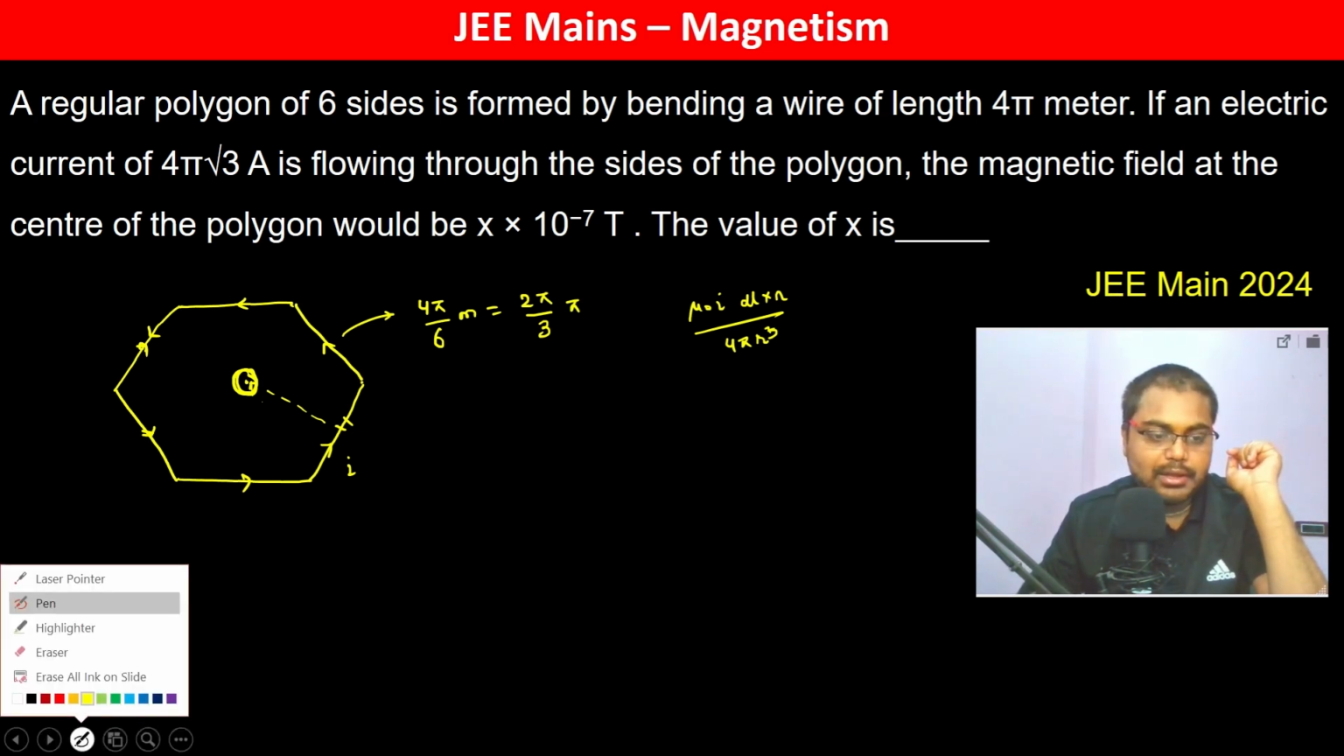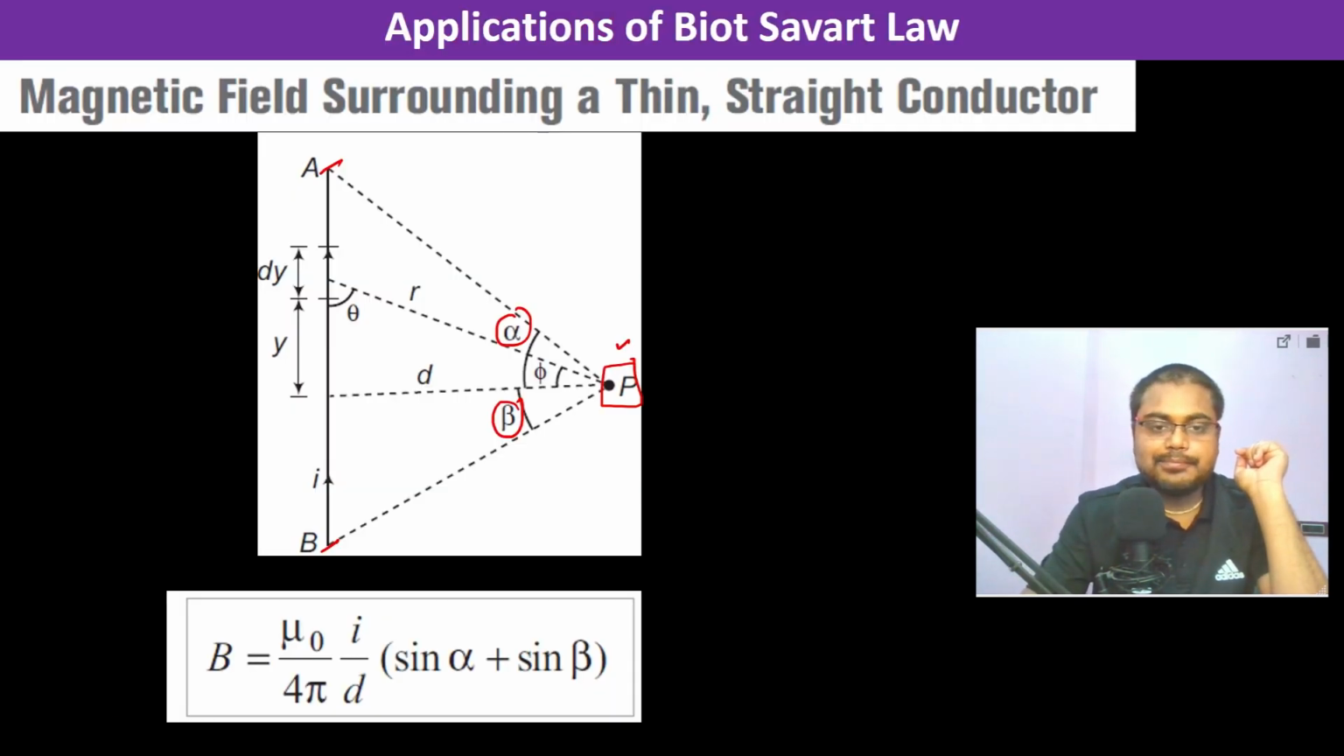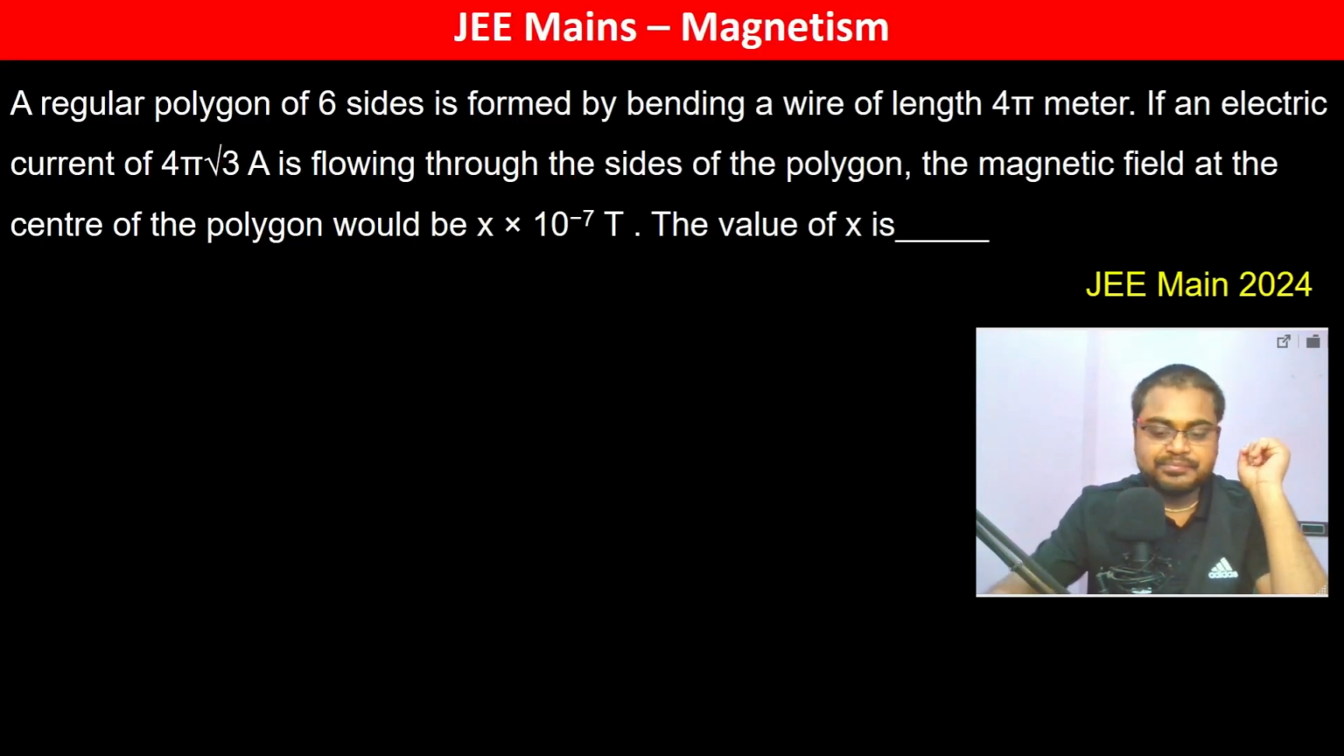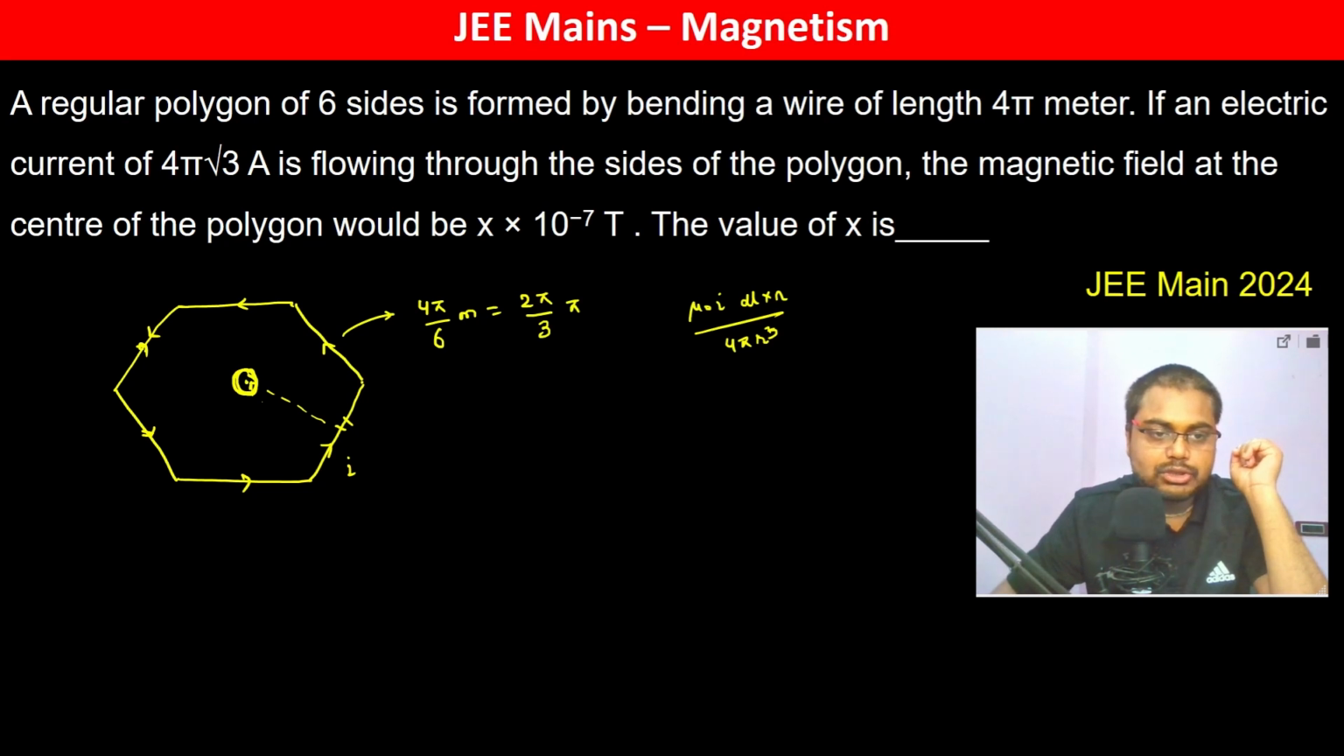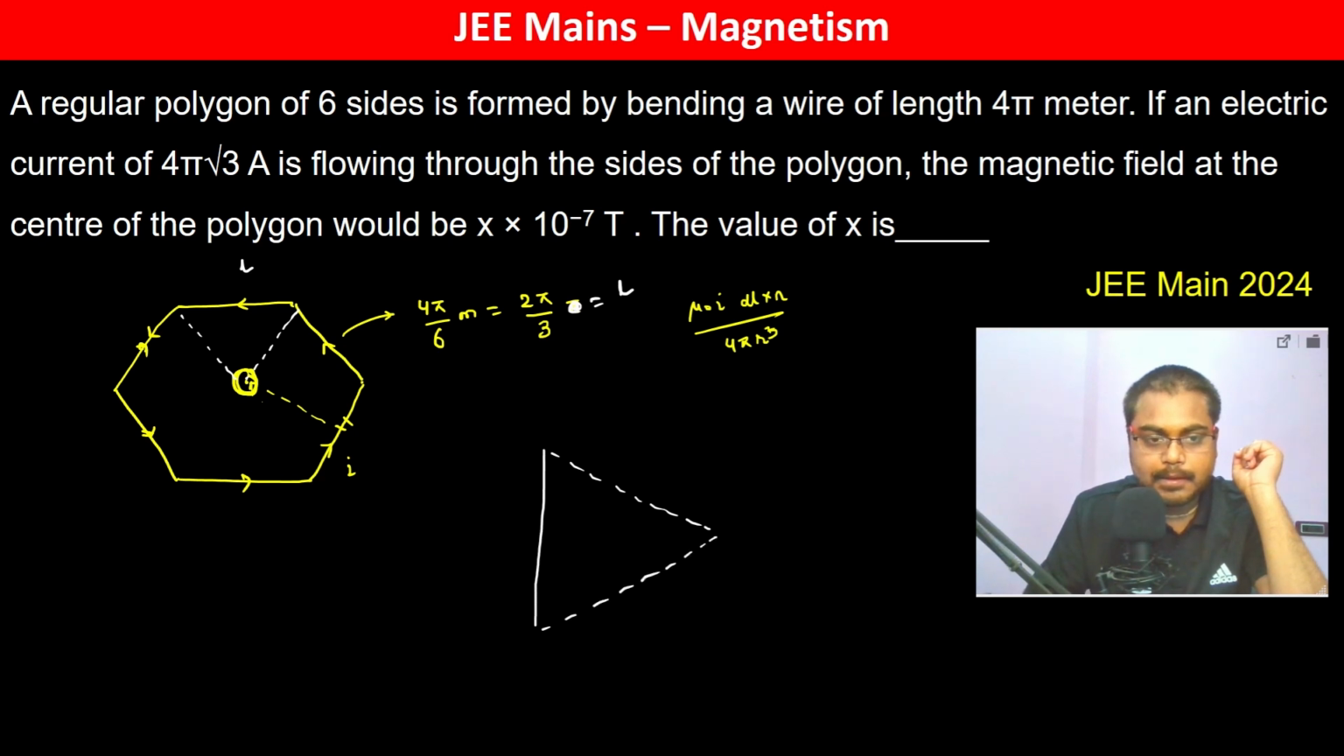Now let us use this formula. Okay, so it was mu naught I by 4 pi d into sine alpha plus sine beta. Okay, so let us say this is L, which is already mentioned, 2 pi by 3, this is L. Now what we are doing is something like this. Okay, so we are drawing this here.